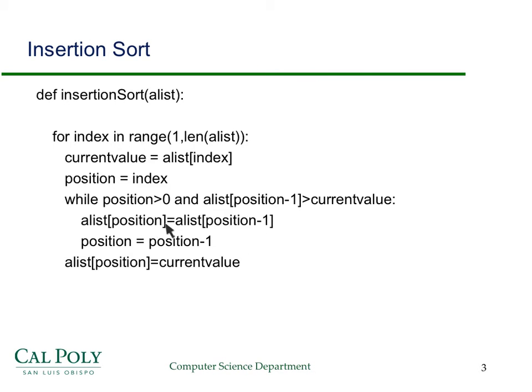So here's how we move to the next. We slide the item over, the one that's in position minus 1 into position, so we slide it to the right, and then we decrement position, and then we just do this all again until finally current value either drops off the end or current value is less than what's in the position before it.